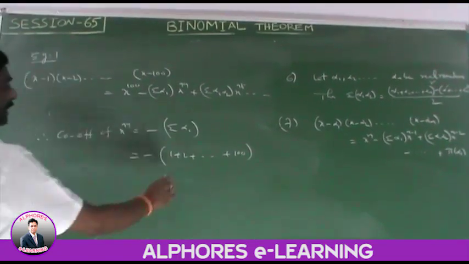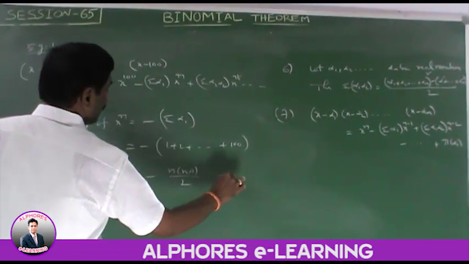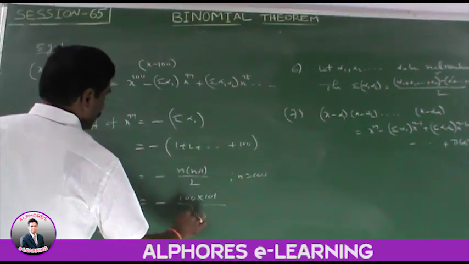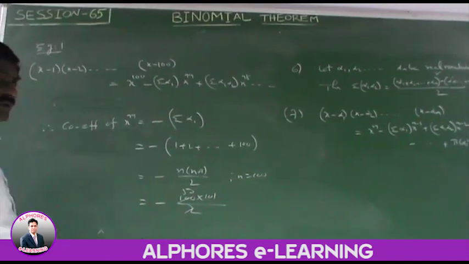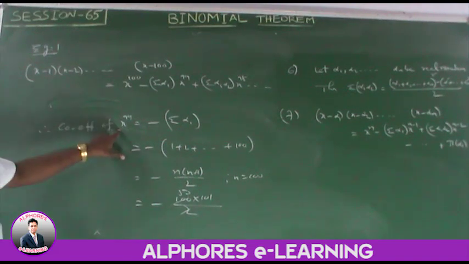The sum of the first n natural numbers is n into n plus 1 by 2. Here, what is the value of n? n is equal to 100. Substitute this value: minus 100 into 101 by 2. Simplify this value, 50 times 101, that is equal to minus 5050. It is the coefficient of x power 99.